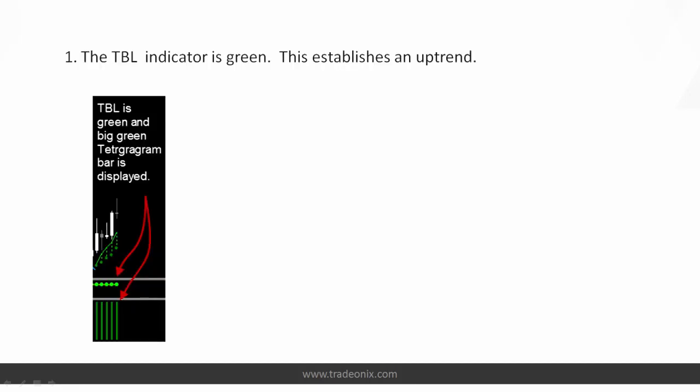So this is slide number 1. The TBL indicator is green. This establishes an uptrend. So the TBL is green, and we're only looking for trades in an upward direction. The tetragram prints a big green bar. Now this validates the uptrend. So we have the TBL green with the big green tetragram bar confirming that the trend is up.